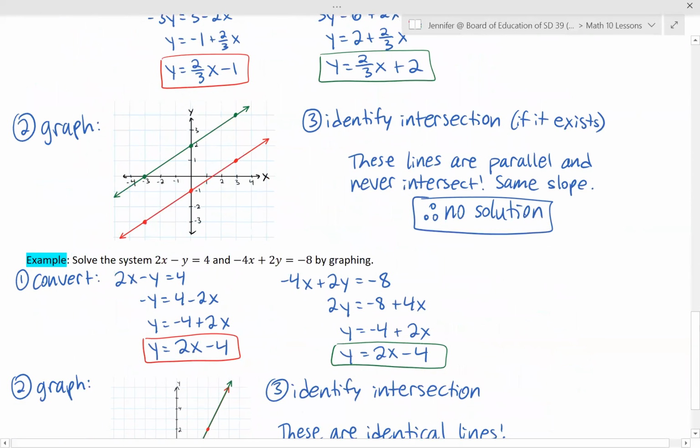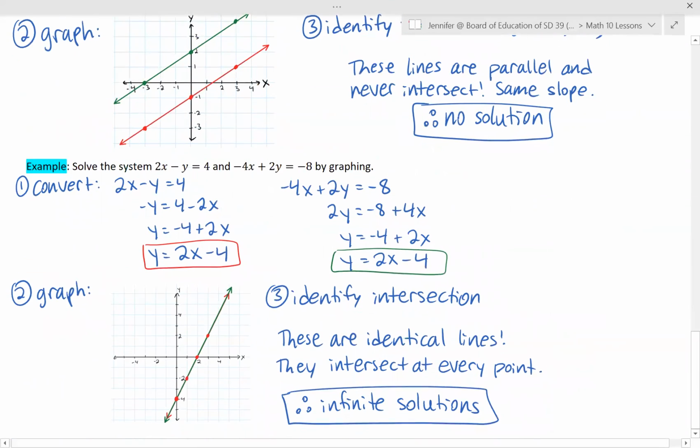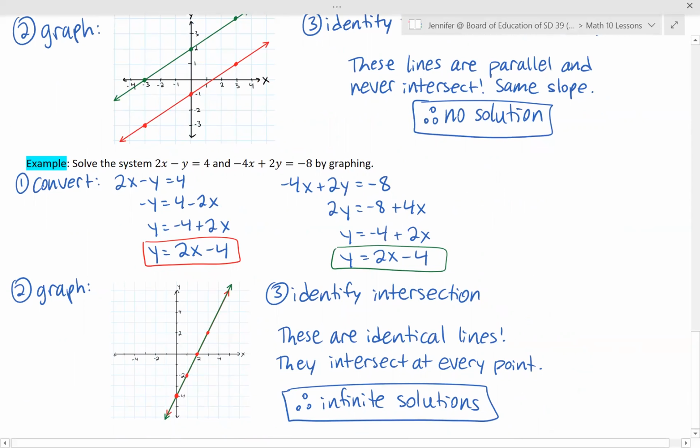And this is the last possible type of solution you could have, which would be infinite solutions. So we want to solve the system by graphing. Just like before, we set up both equations and we convert them to slope-intercept form so that it's easy to graph. Right away, you might notice that these two equations are identical to each other. So if it's asking you to solve by graphing, you do need to still graph. But once you do so, you realize that they're the exact same line and they overlap at every single point. So that means that there's infinite solutions to this system because these are identical lines.